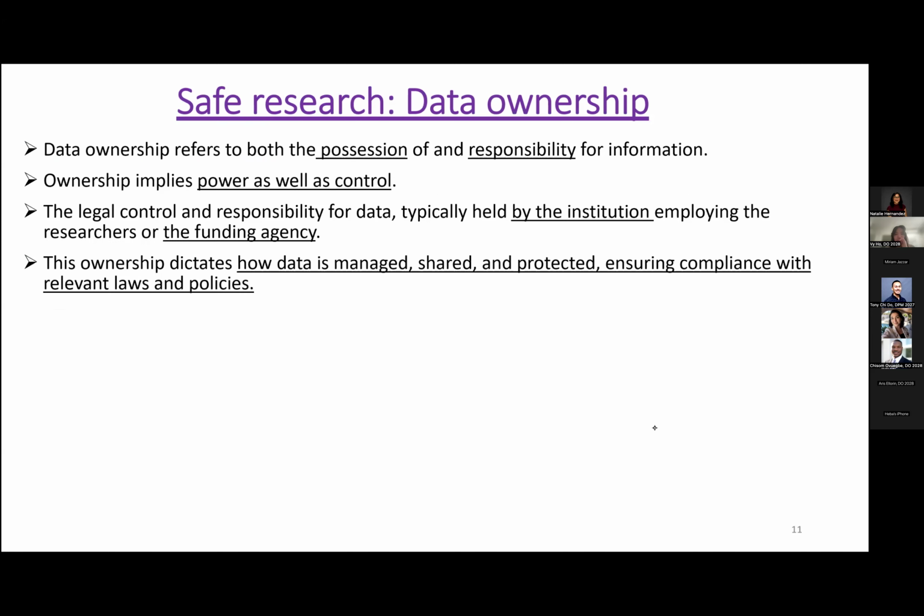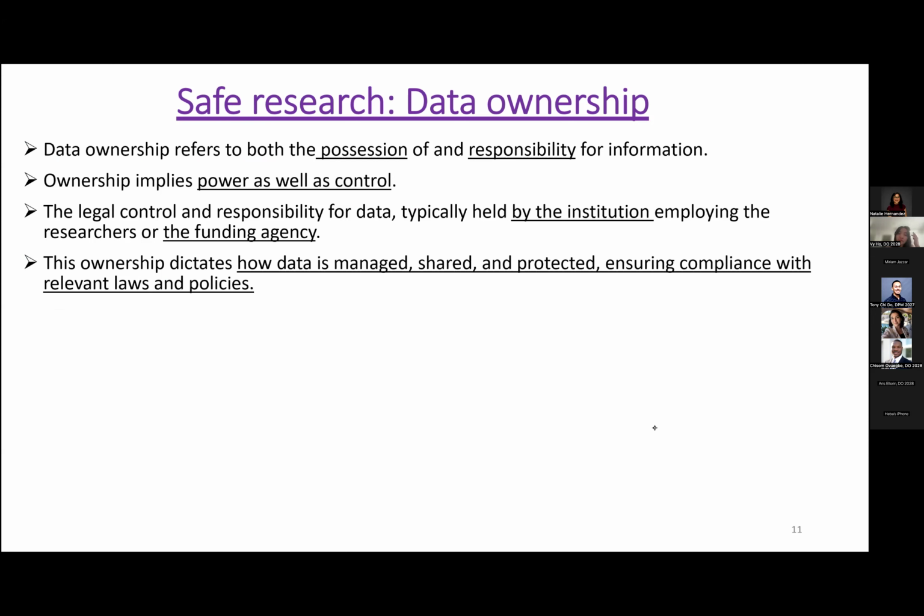Then next thing is ownership of the data. Ownership means who owns the data. So it's a power as well as your power to use the data, how to control the data, as well as the responsibility also. Means who is responsible for the data security, management, analysis, and who has the control over the data, and really who is the owner of the data.